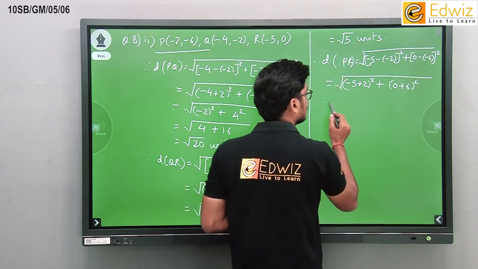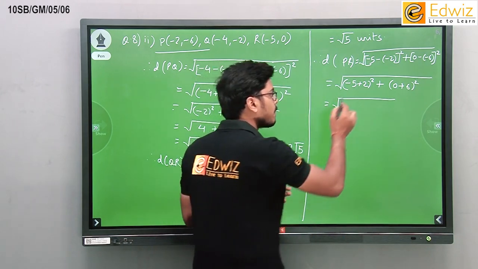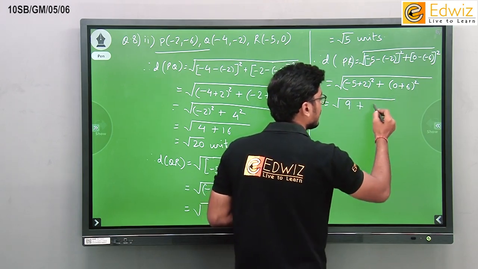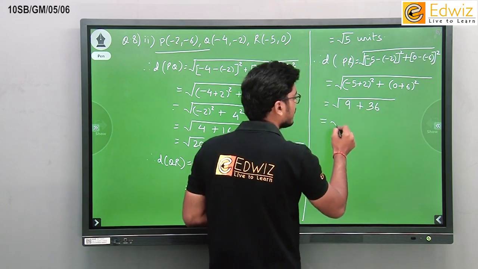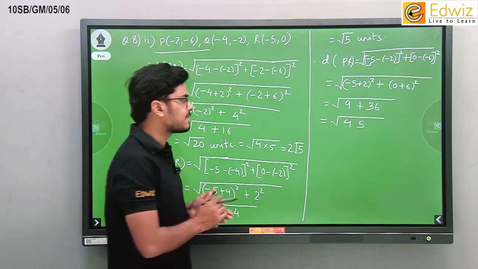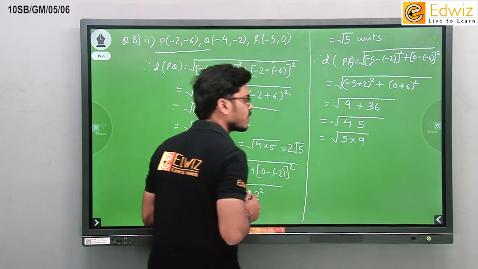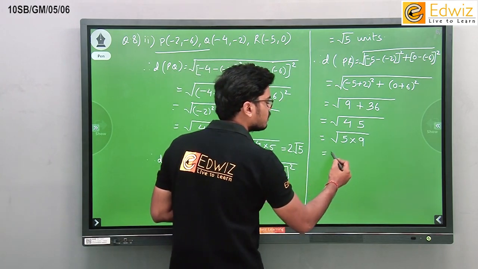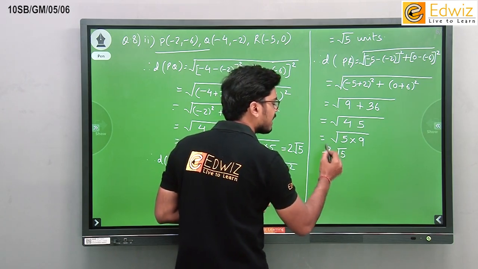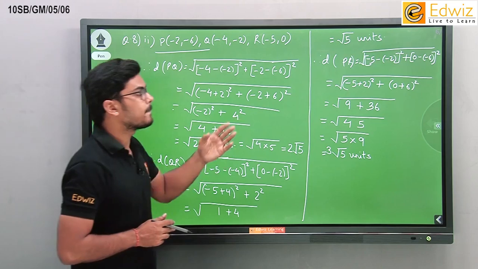Okay, addition हो गया. So this is equal to square root of minus 5 plus 2, which is nothing but minus 3. Minus 3 square is 9, positive 9, plus this is 6 square, that is 36. So here we are getting square root of 45, correct? Now 45 is nothing but square root of 5 into 9, correct? And 5 into 9, if we do, we'll get square root of 5 in the root itself, and 9 का square root 3 बाहर आ जाएगा. So 3 root 5 units is the distance PR.